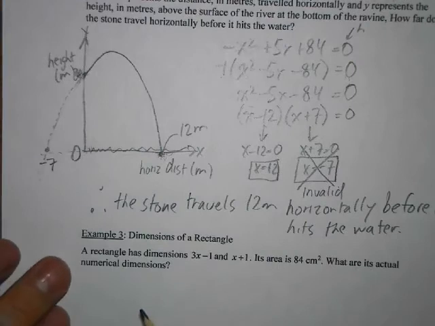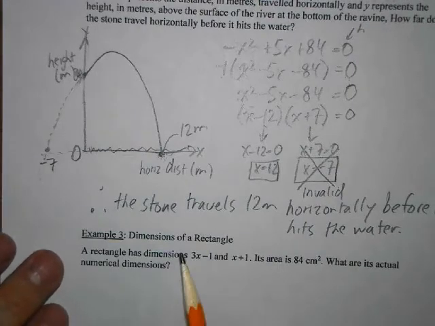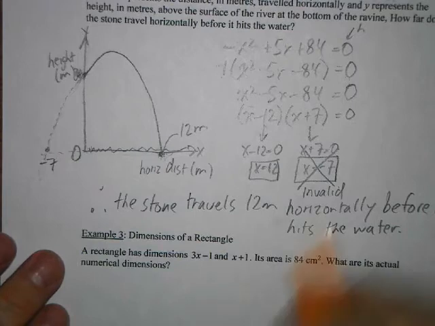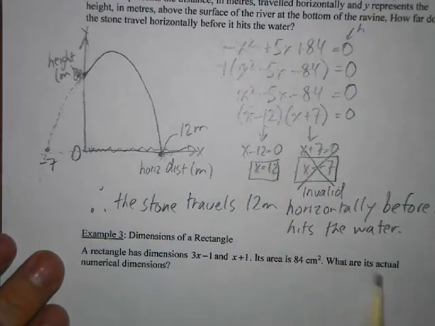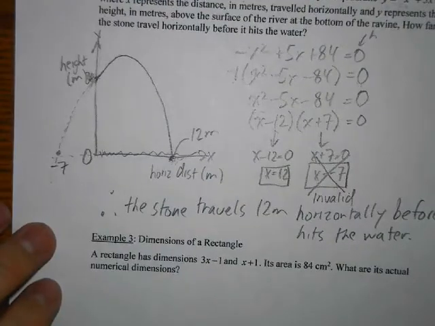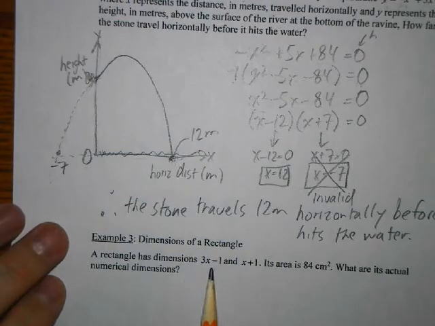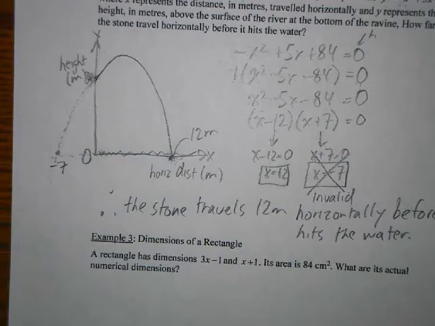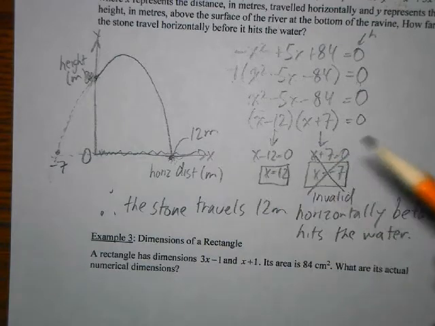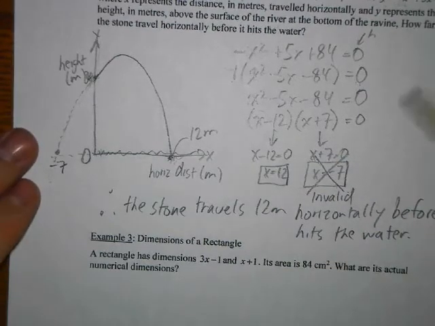Here's another one. When you just glance at it, just like we glanced at that, you kind of scan through, oh, there's a quadratic equation. You look at this and go, there's no quadratic equation, so I don't know what I'm supposed to do. So let's read the question. A rectangle has dimensions 3x minus 1 and x plus 1. Its area is 84 centimeters squared. What are its actual numerical dimensions? And since it's a quadratic unit, you're going to have to either be given or create a quadratic equation.